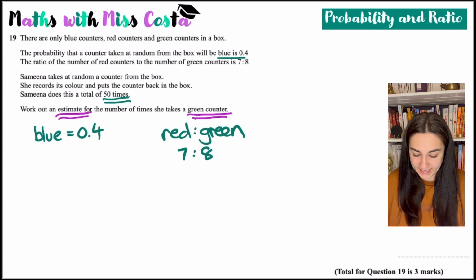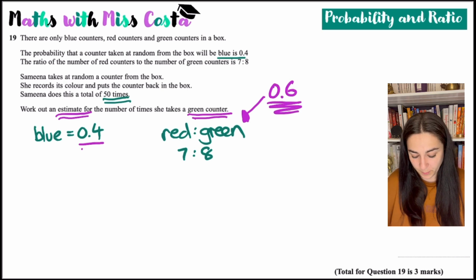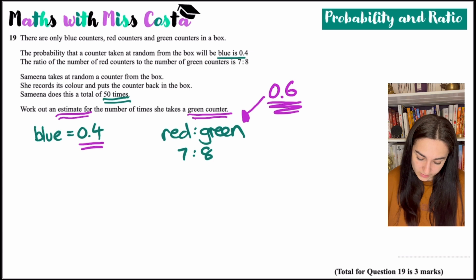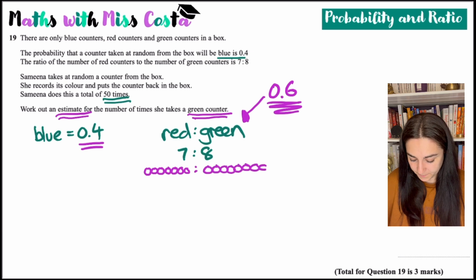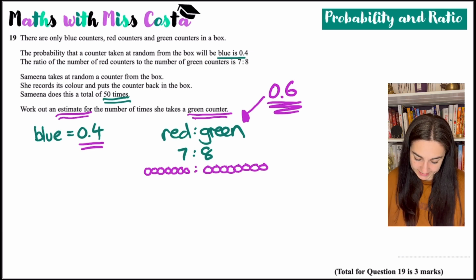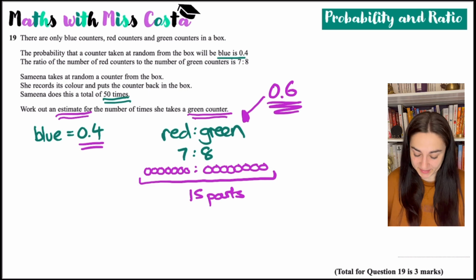Okay, so we don't know how many counters there are in total, but we know that whatever red and green sum to must be a probability of 0.6, because probability always sums to 1. So red and green are split in the ratio 7 parts to 8 parts. So we need to think in total, that means there are 15 parts. And we want it to equal 60% or 0.6 or 60 over 100, however you want to work with this.